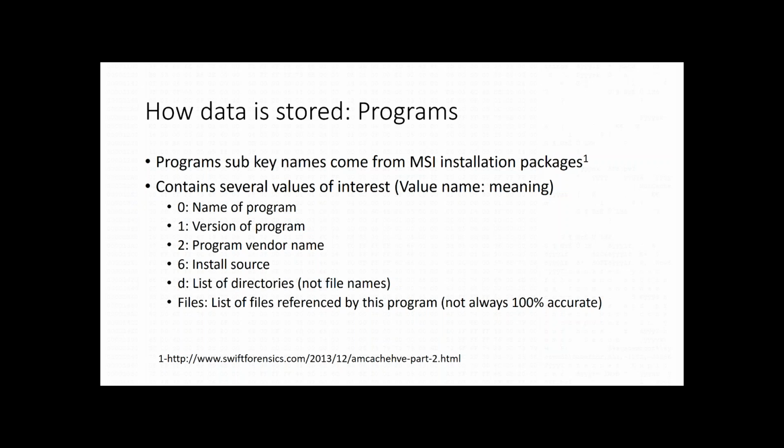So D is a little bit different in that it's just a list of directories, so it's not just going to be a single entity, and we'll see what that looks like in a minute. And then there's also a files value, which is a list of files, and that will jump back up to the other key. It's a list of the file entries that this program references. I don't trust it 100%. I think it's better to basically reference the key names in both places, but it's certainly a valid secondary check.